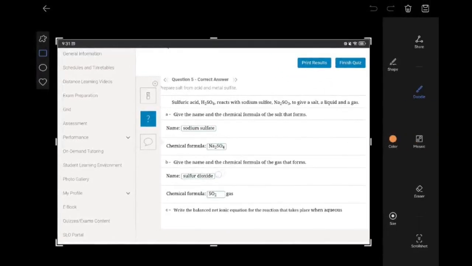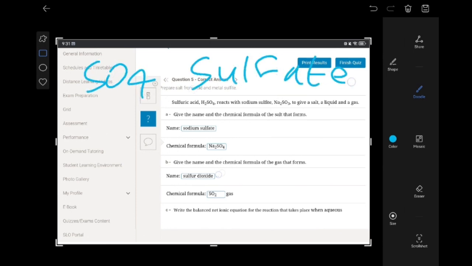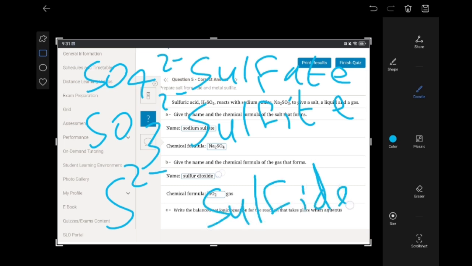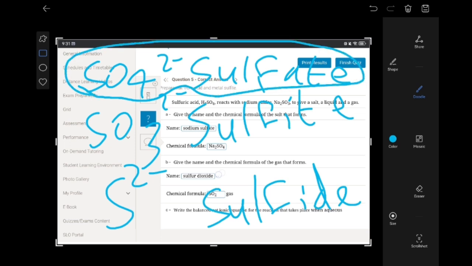When metal sulfite, SO3, there's three things for sulfur. You have SO4, which is sulfate. You have SO3, which is sulfite. And you have S2 minus. All of them are 2 minus. And you have S, which is sulfide with a D. This one doesn't react with acids. It just doesn't react because it's already a salt.